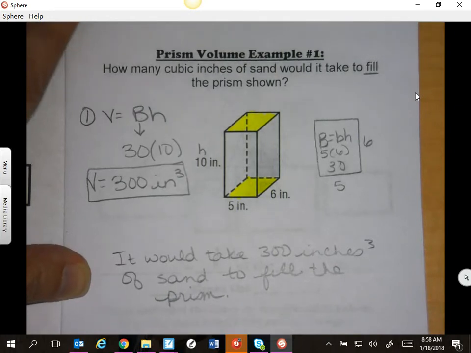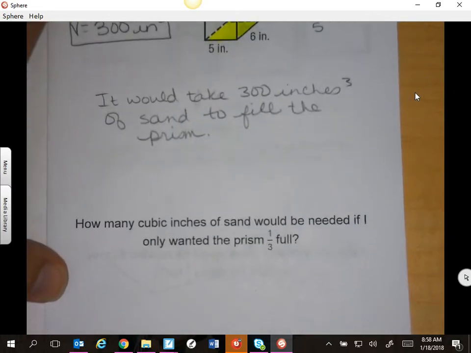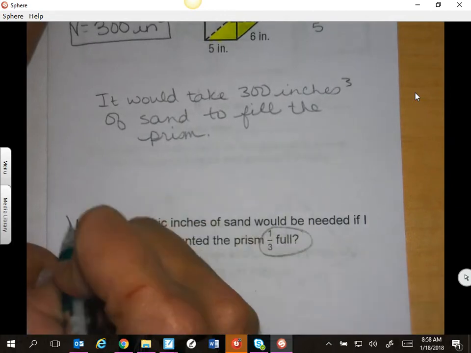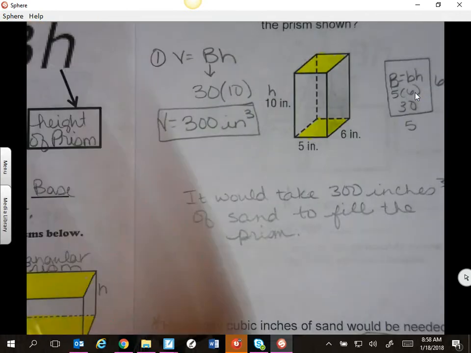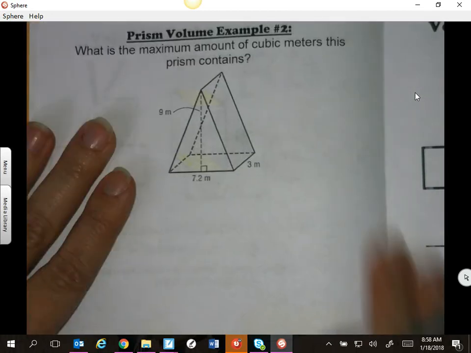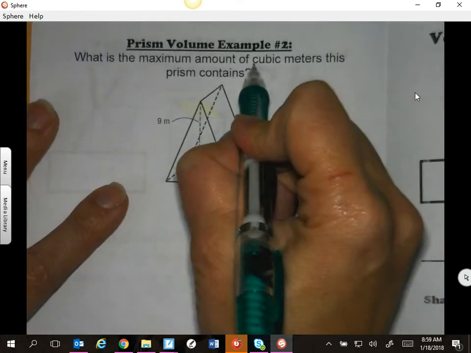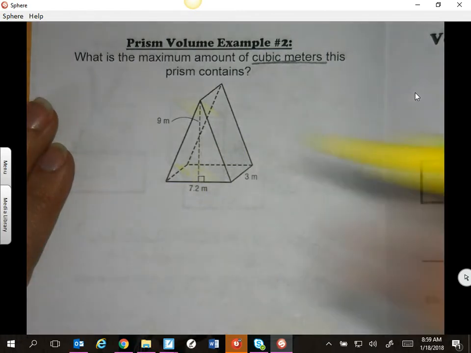Okay. Down here we have an extension question. How many cubic inches of sand would be needed if I only wanted to fill it 1/3 full? And I'm going to let you answer that on your own for some bonus tomorrow. Let's look at example 2 on page number 3. What is the maximum amount of cubic meters this prism contains? Again, cubic is going to be a volume word. Okay, this is a triangular prism.